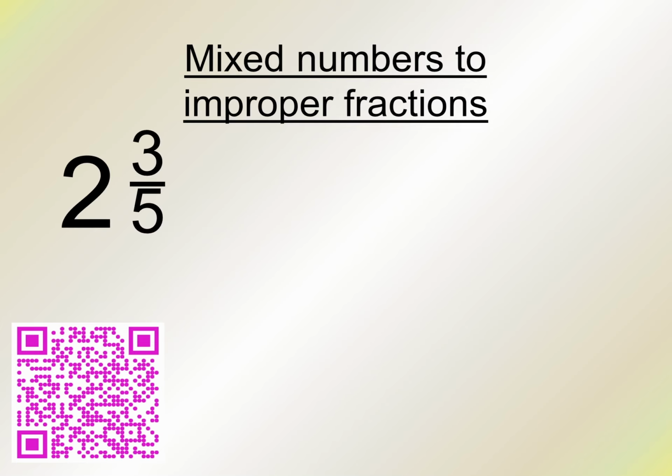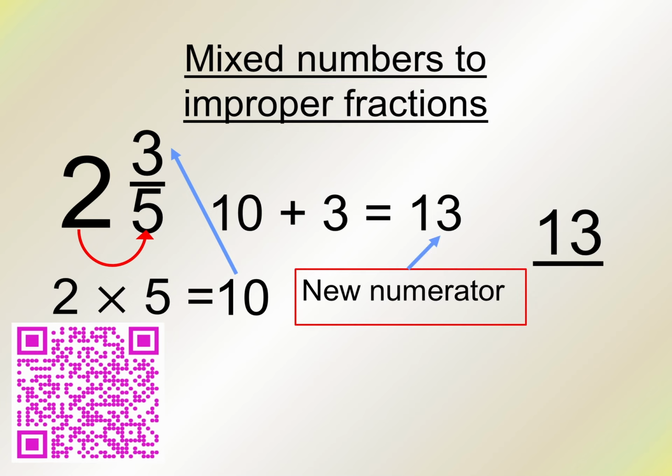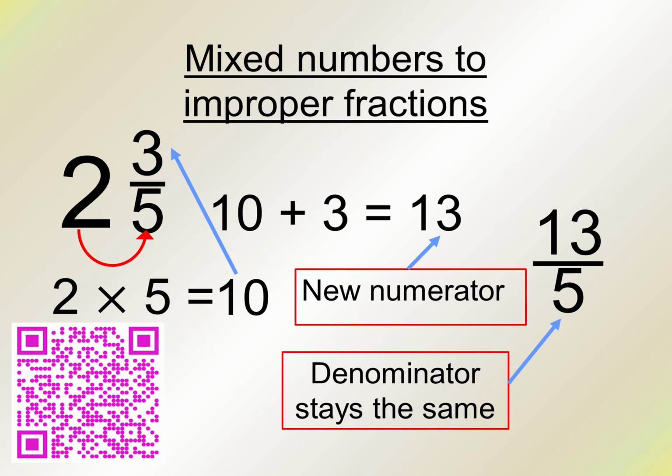So going from mixed numbers to improper fractions. Here we have a mixed number, 2 3/5. First we need to multiply the whole number by the denominator. So 2 times 5, and that gives us 10. We then want to add the numerator to our answer. So 10 add 3 gets us 13. The 13 is our new numerator. The denominator of the fraction always stays the same, so stays as 5. So you can see 2 3/5 as an improper fraction is written as 13/5.